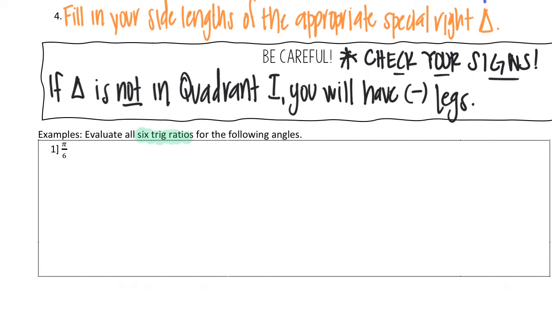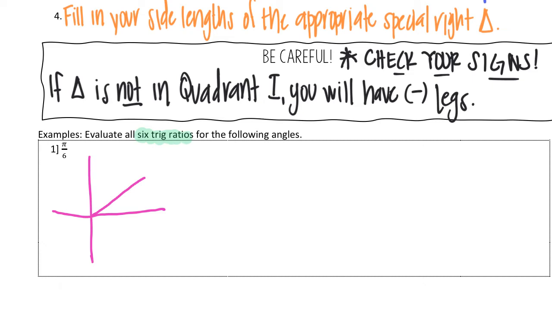So the problems today are all going to start out the same. It's going to ask us to evaluate all 6 trig ratios, sine, cosine, tangent, and their reciprocals for the following angles. The angle that we're going to start out with first is pi over 6. So using our steps above, we're going to first determine what quadrant pi over 6 lands in. You should look at your unit circle, have it out in front of you, and recognize that pi over 6 lands in the first quadrant. So we're going to draw that angle.